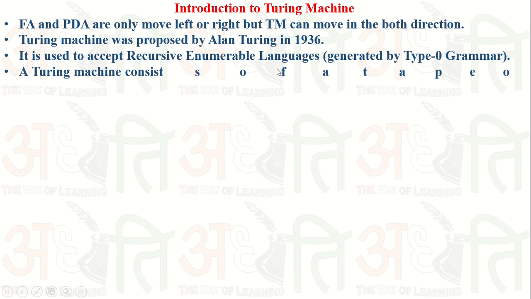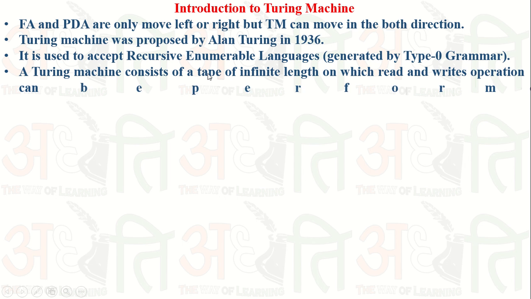A Turing machine consists of a tape of infinite length on which read or write operation can be performed. That is very important. So it contains a tape. Tape means a storage media, or we can say memory, which is able to read the input, or store the input, or write the input. So this tape contains the inputs which we are going to test on our Turing machine, and the tape is also able to write data into it. Another thing is that it is infinite. It means it has infinite length. We can infinitely add strings inside the tape.